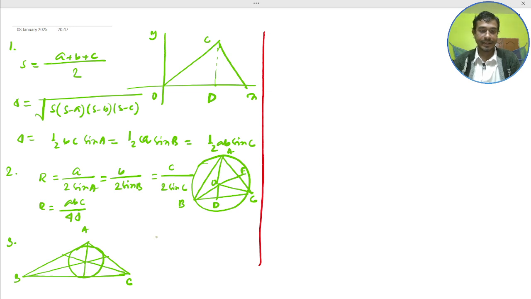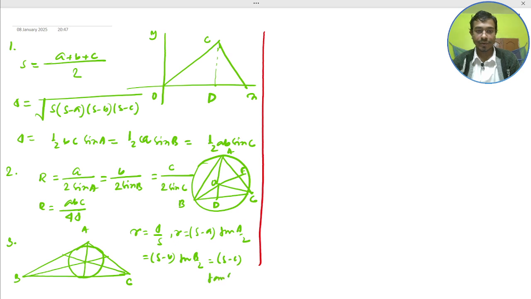So in that case r is equal to Δ divided by s, and r = (s - a) tan A/2, that is equal to (s - b) tan B/2, that is equal to (s - c) tan C/2. So finally r would become 4R sin A/2 sin B/2 and sin C/2.